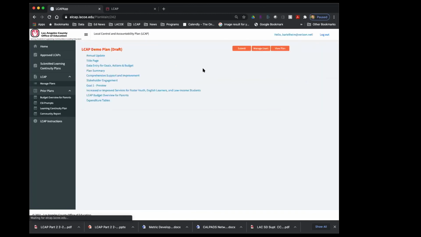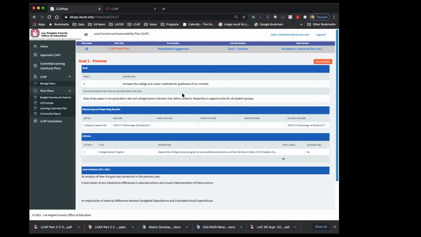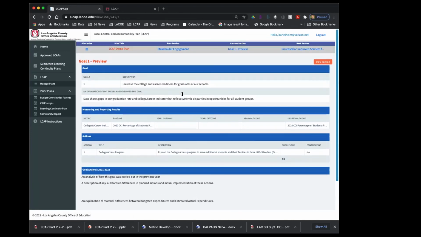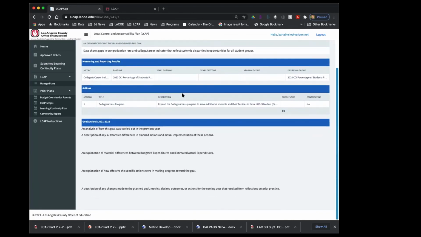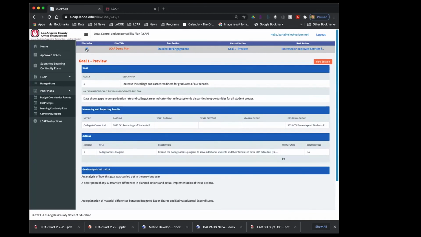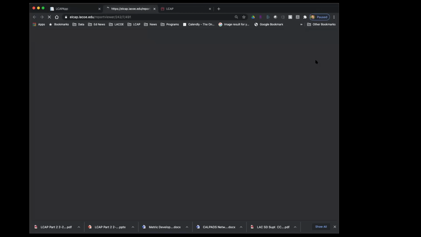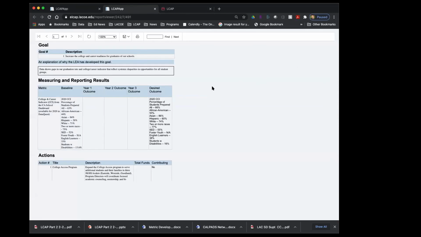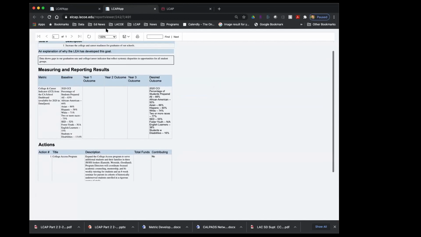So I'm going to back out. I just want to show you an example. There is this link here. You can see we have a Goal 1 preview, and this will give you a sense of what that looks like on the page and how it will print out. So this has not been completed. This goal hasn't been printed, but you can get a sense of what it will look like on the page when it's printed. It's generated here. So you can see this is what the final product is going to look like when you generate it.